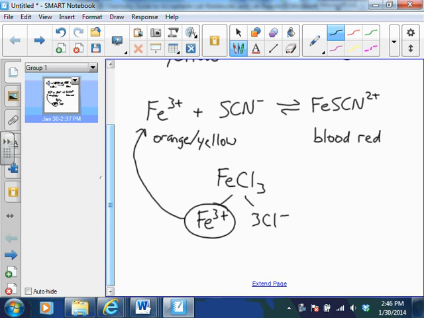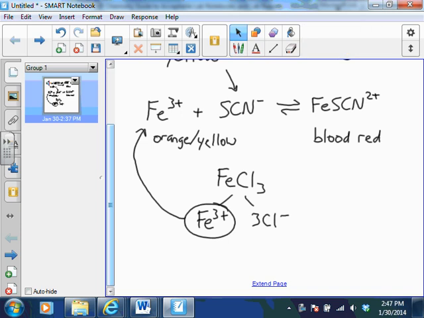So then you can think about which direction that would push the equilibrium. It should push it towards the product side, so if you're adding FeCl3, you should see a little bit more blood red. Same thing if you're adding the solid KSCN, because again you're adding some SCN-, that would push it more towards blood red.